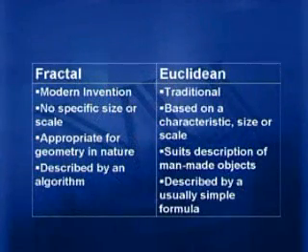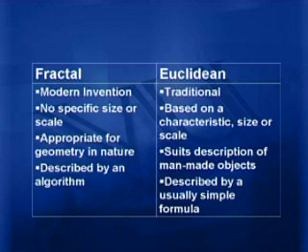A quick look at the table that is describing the differences between the Euclidean and the fractal geometry. Euclidean is, of course, the traditional geometry that we have been dealing with for hundreds of years. Fractal is the modern invention. Maybe only a couple of decades we have been into it.